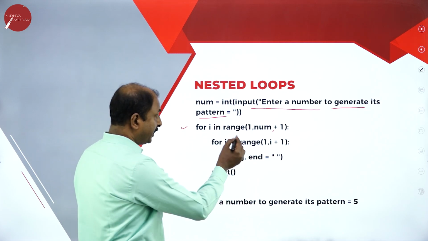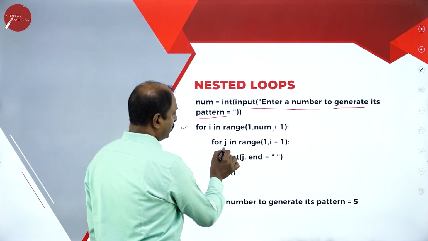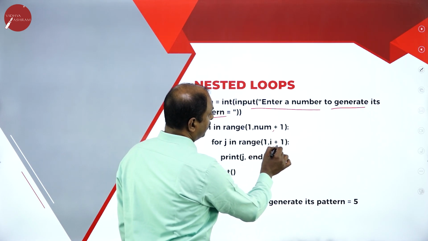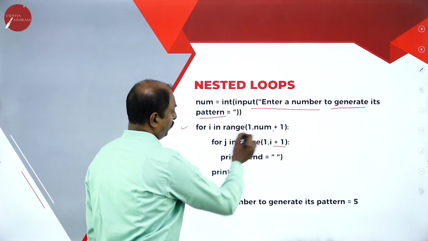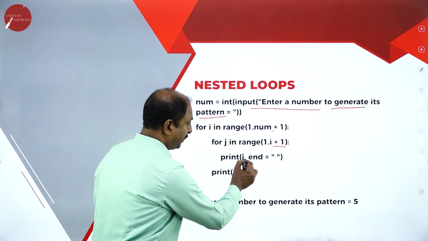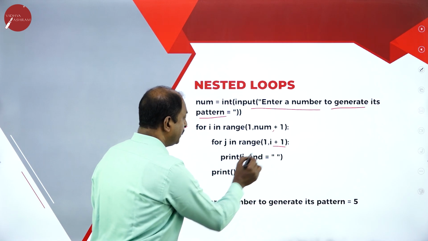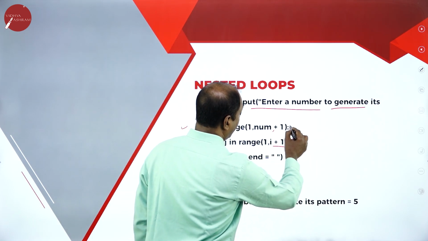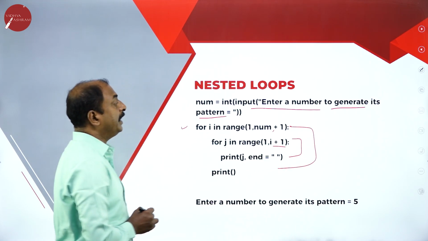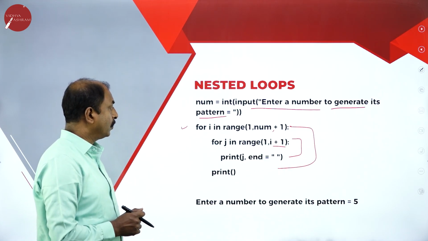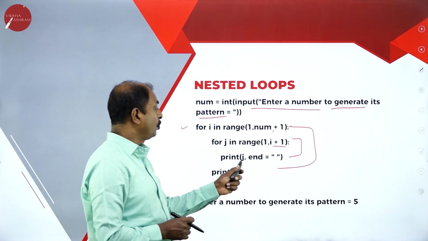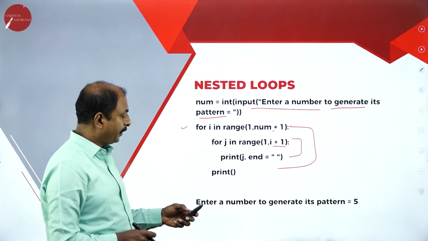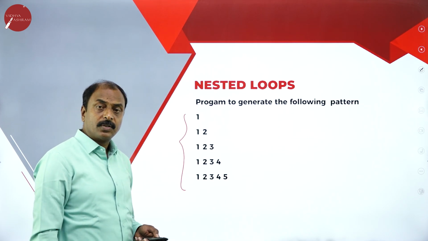This is the for loop. Next, inside that I'm using one more for loop: for j in range of 1 comma i plus 1. Next one is print j, comma, end equals, and then print. If you observe this, this is one for loop inside this for loop. This is called a nested for loop. So what is a nested loop? One for loop inside another for loop is called a nested loop. To generate a pattern like this, we have to make use of a nested loop.